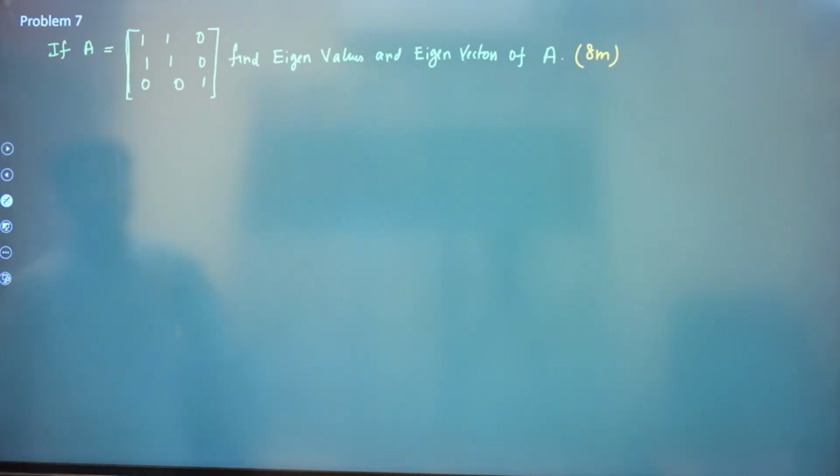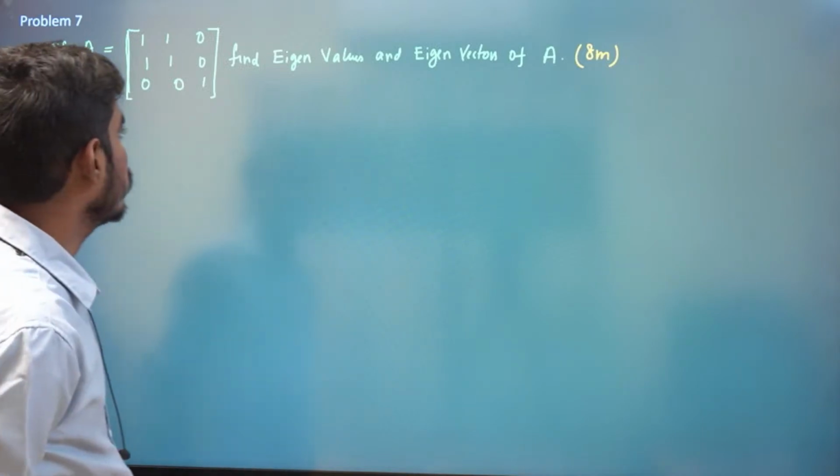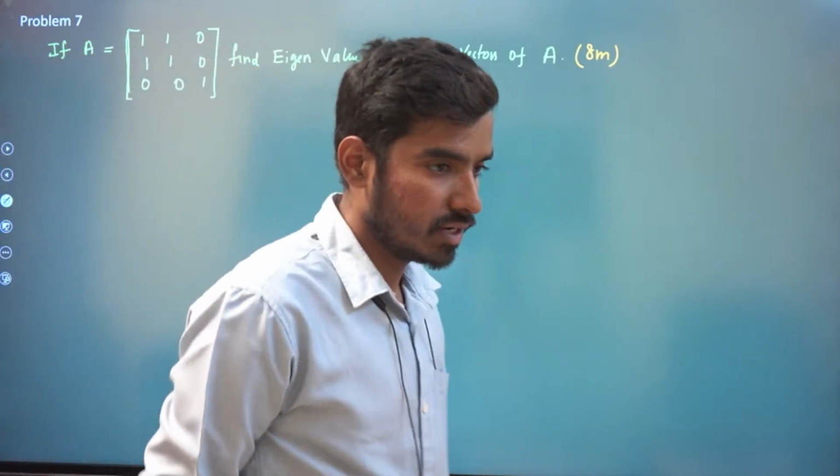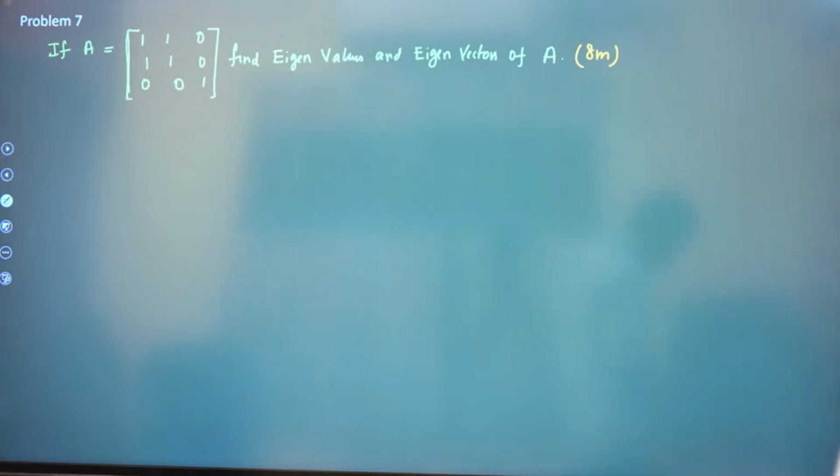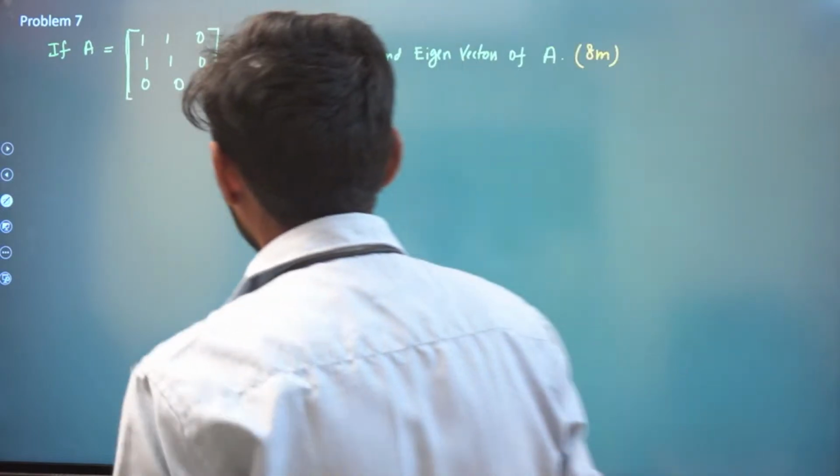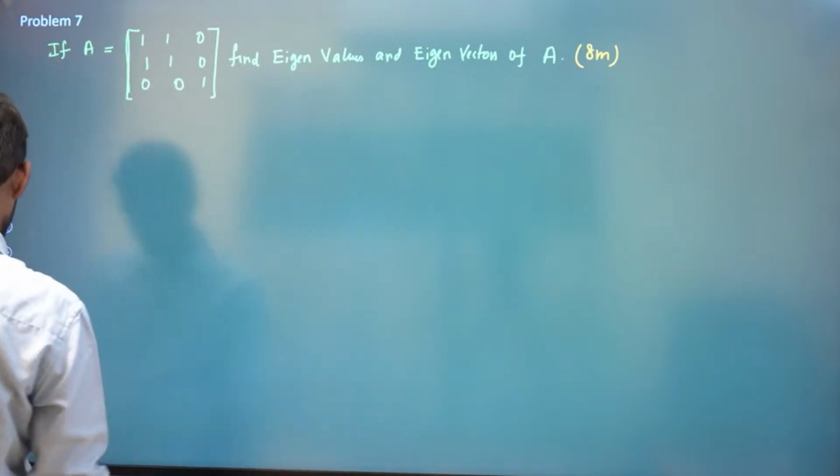So if A is equal to [[1,1,0],[1,1,0],[0,0,1]], find the eigenvalues and eigenvectors of A. So this is a very standard problem. They are given a matrix, and for that matrix you need to find the eigenvalues and eigenvectors. Actually, again, this is a lengthy problem. I don't know why they are asking such lengthy problems at all, for 8 marks.